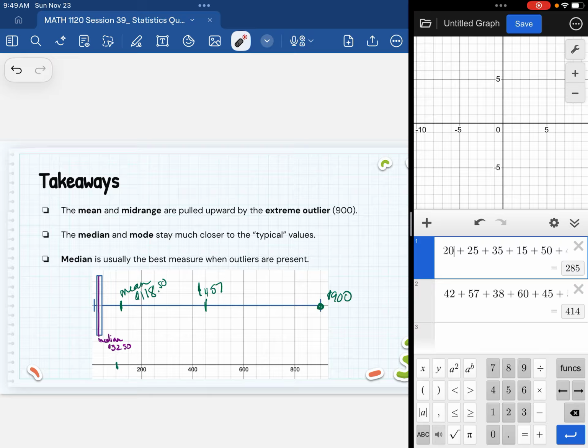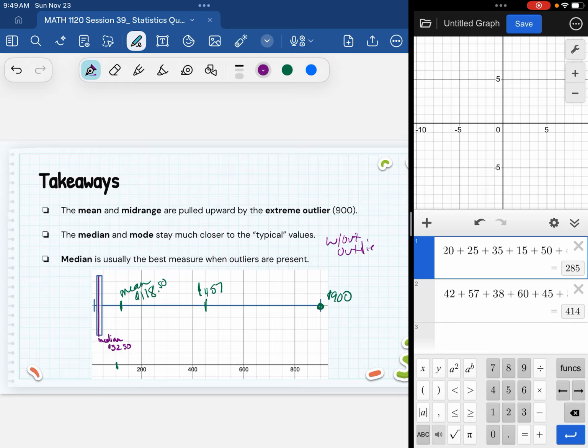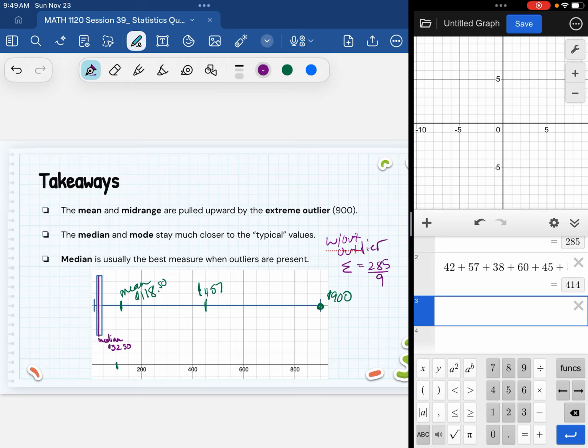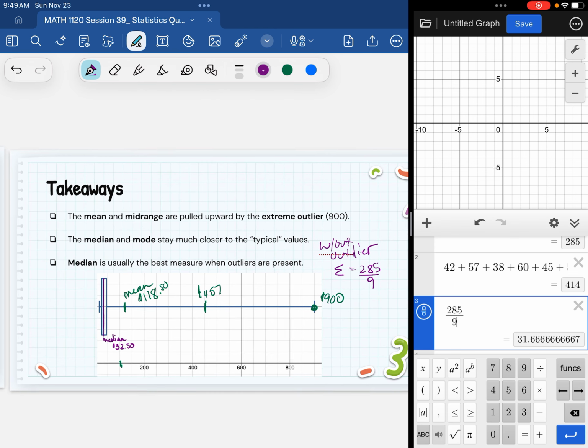Without the outlier, we would have a sum of 285, and then we would divide that by 9 because we took the 900 out. So 285 divided by 9. We would be right there in line with the median at $31.67. So you can see again how much that outlier has affected the mean.